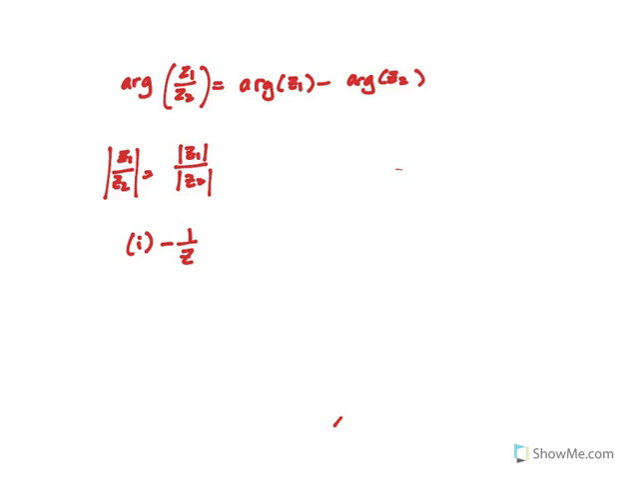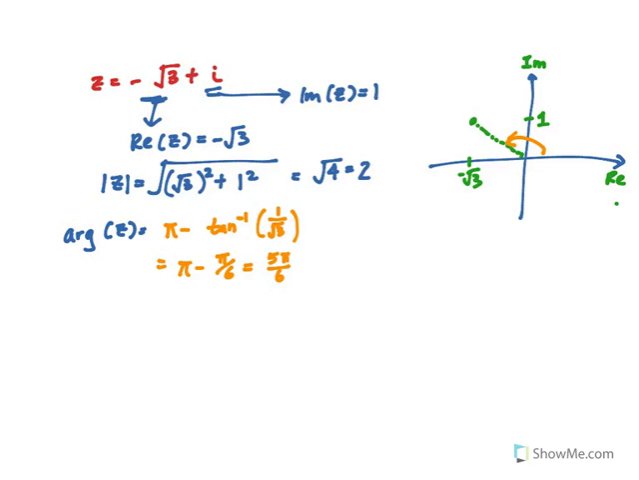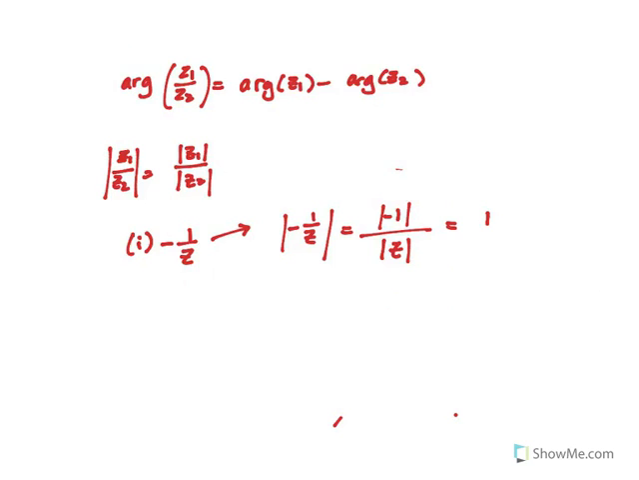From here, if we evaluate the first one, negative 1 over z, first what you can do is find the modulus of negative 1 over z. Here, negative 1 over z is just the same as mod of negative 1 over mod z. Mod of negative 1 is just 1, and mod of z, as we have found earlier, is just 2, so it's just 1 over 2.